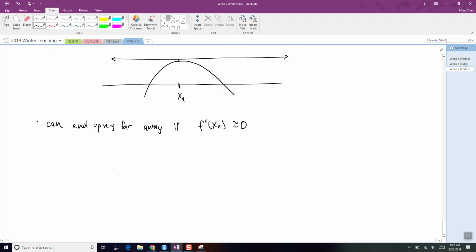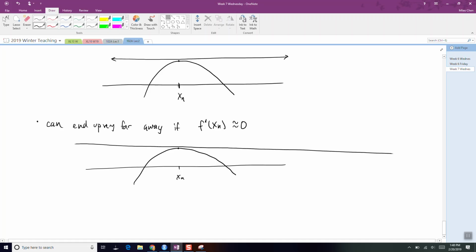All right. So if we ended up just ever so slightly off, okay, and our slope was not exactly 0, but ever so slightly at an angle, okay, then you know, x n plus 1 ends up way out there, okay? So that's another issue, okay?